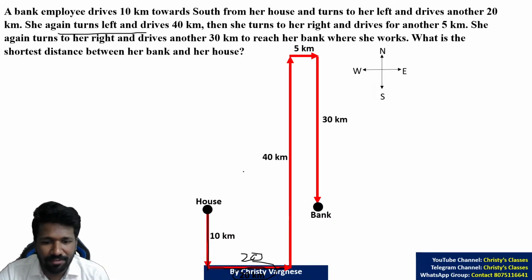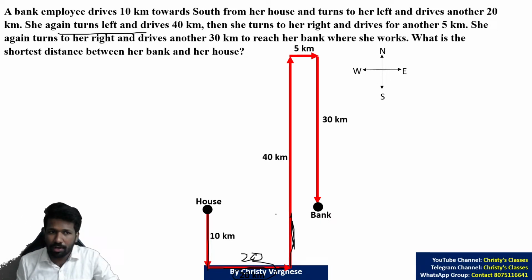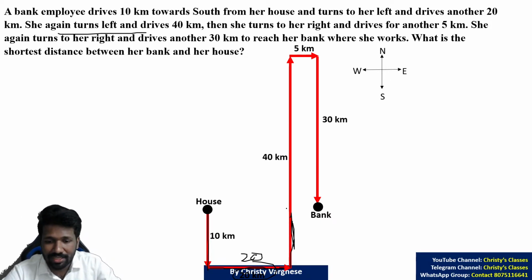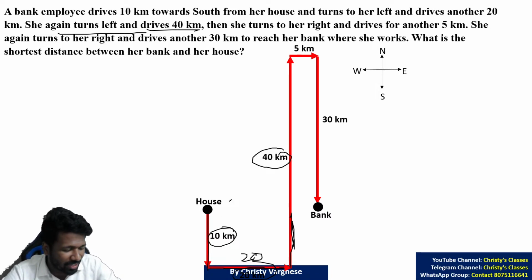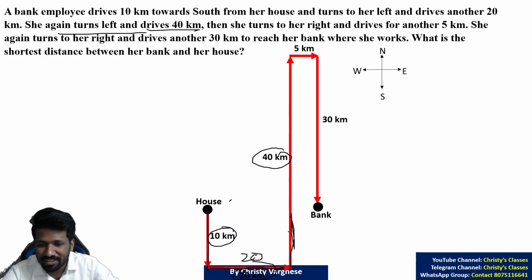She again turns left. From here left, this will be the left. Again turn the paper. If you have confusion, you will be able to understand it easily. And then drives for 40 km. So you have to keep the proportion. If this is 10, don't draw 40 as shorter than 10. So let this be 40 km.